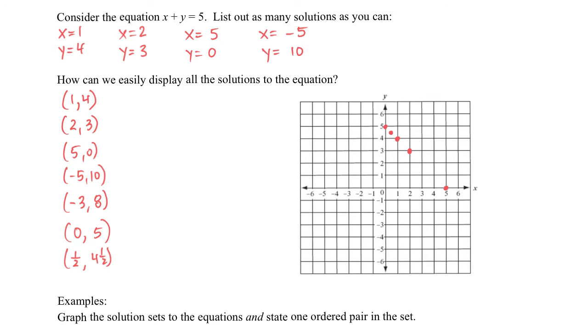So the way that we display infinite solutions is we draw ourselves a line. There it is. So this is a way that we can draw a picture. We can display all the solutions to a given equation with two variables. We draw a line. Any single point on this line, if you plug it into this equation, it's going to make it true. All right, so how do we do this in practice?